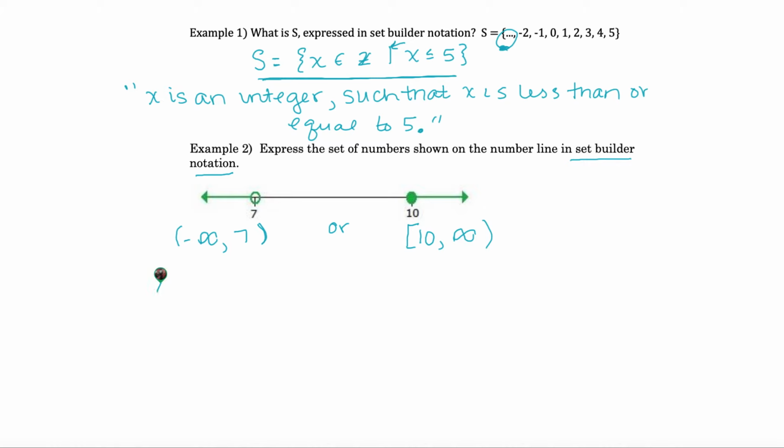So let's say our set is A, and notice that I am having some whole numbers here. It does appear that I could go forever and ever on the left, so it might include all of the integers. So x is an element of the integers such that x is less than 7 or x is greater than or equal to 10.